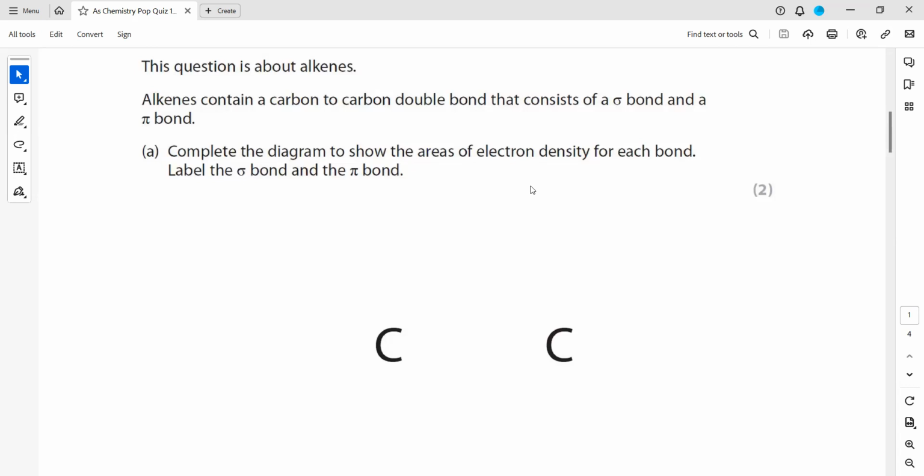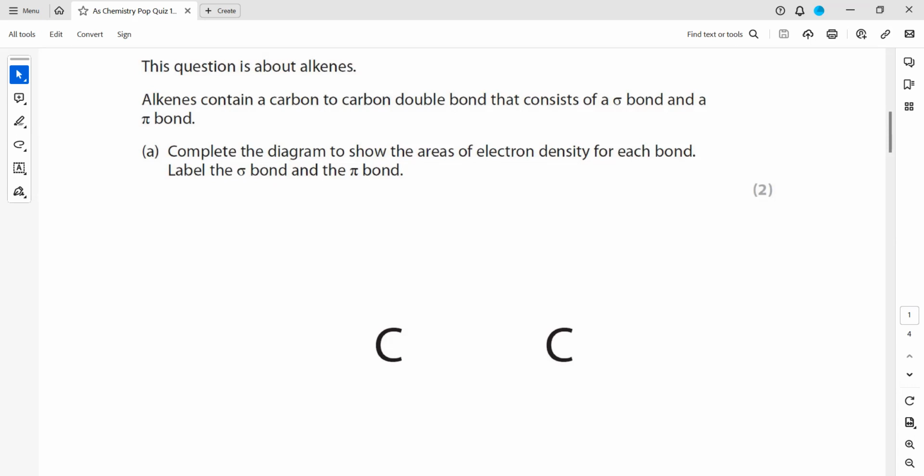Complete a diagram to show the areas of electron density for each bond and label that as a sigma bond or a pi bond. So we have to show the electron density, like the region of finding electron is maximum, that we have to show that region.